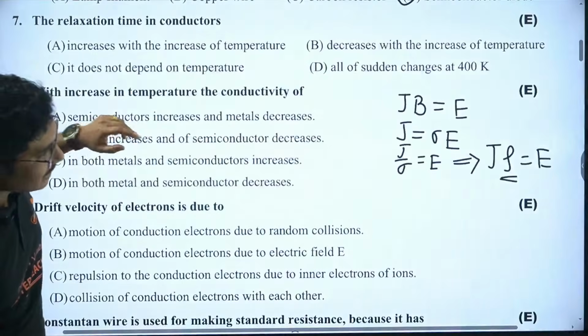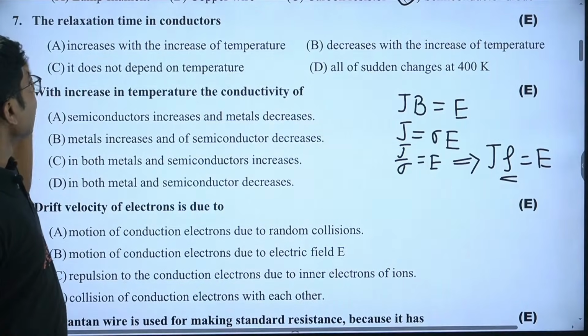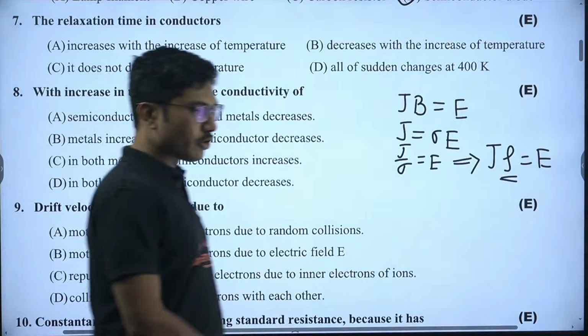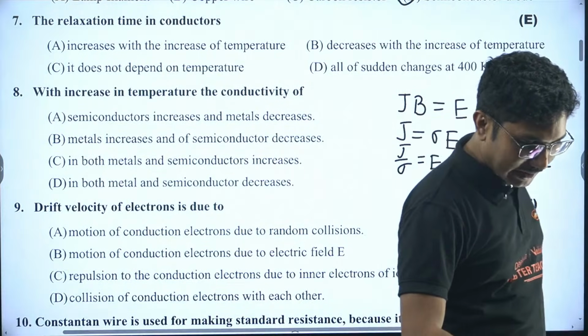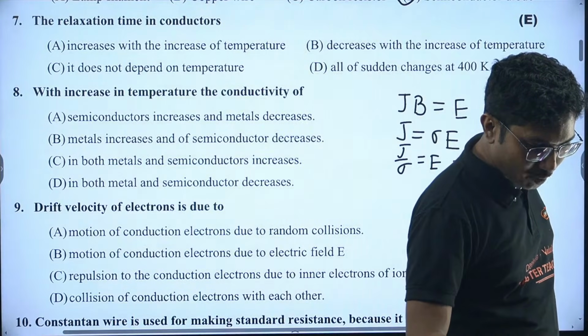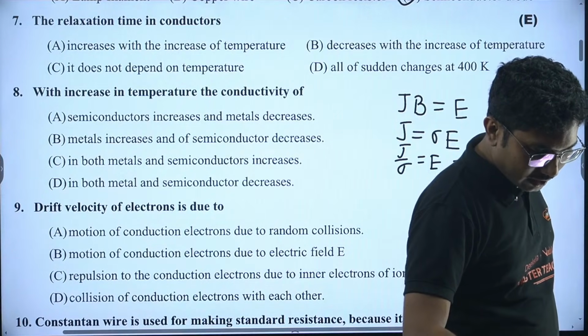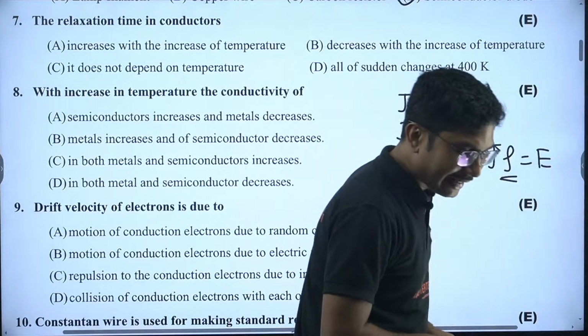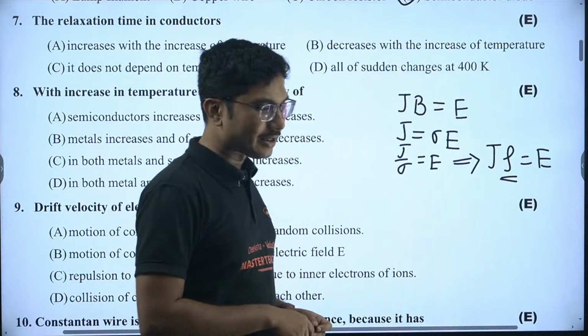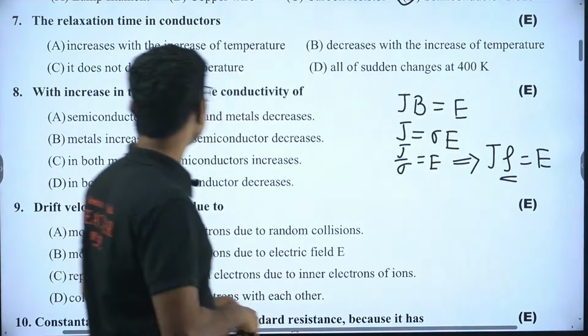Now next question, another easy question. The relaxation time in conductors. Most of you have answered that correctly. By the way, I forgot to take the names. Komal, Nagraj, Mansi, Moyuri. So now Mansi is saying 7A, Komal is saying 7B. Let me read the question. And Nagraj is saying 7B.